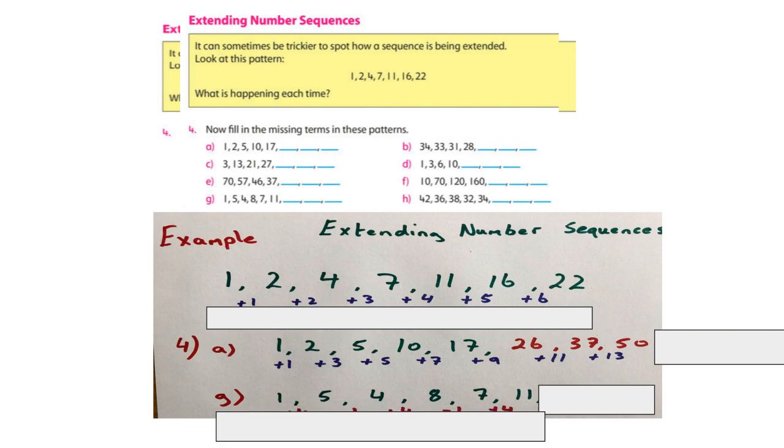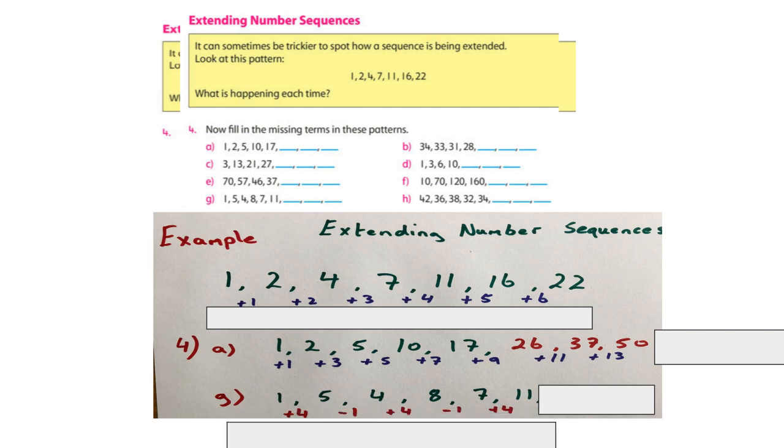So in the number sequence, 1 to get to the 5 would be plus 4. 5 to get to 4, you'd have to minus 1. So the operation is plus 4, minus 1. To get to 8 again, you see that it's plus 4. Our next term in our sequence is 7, and we have to take away 1 from the 8 to get 7. Our next term in the sequence is 11, so we plus 4 again.